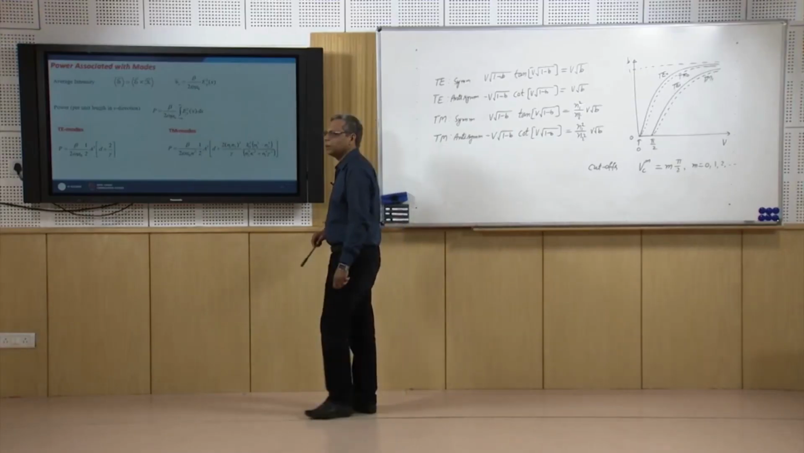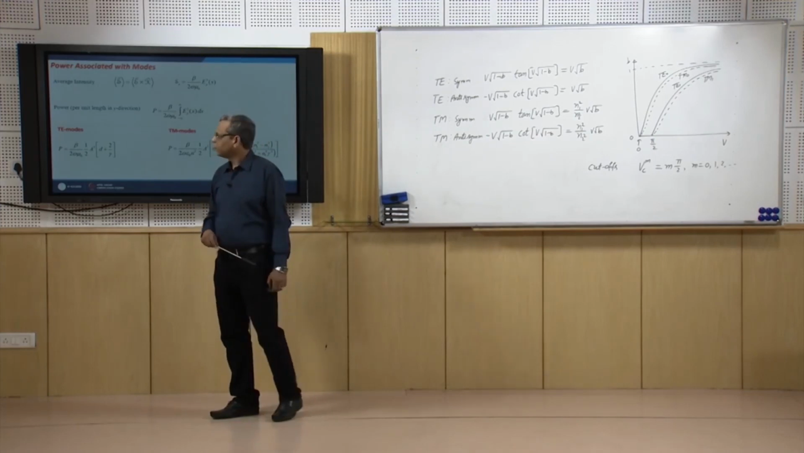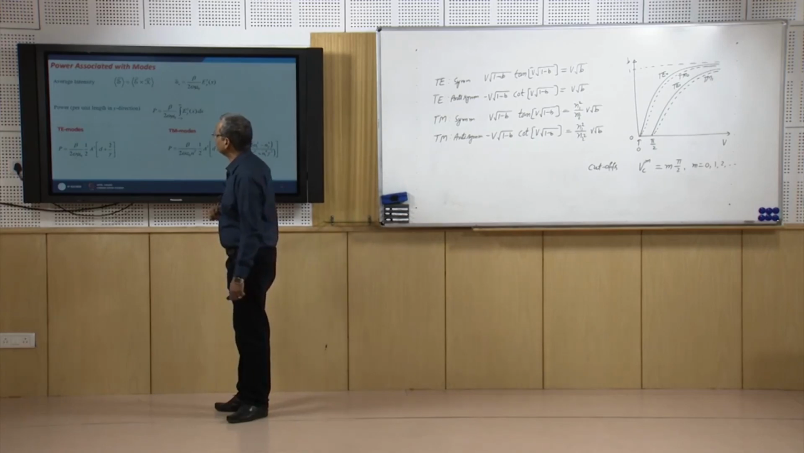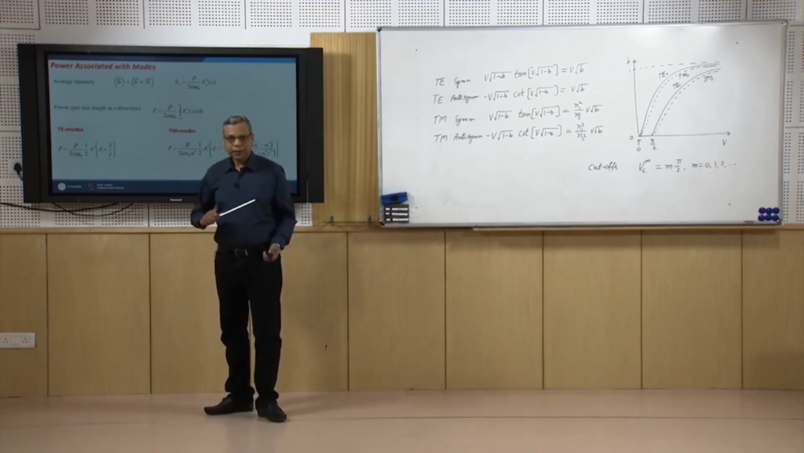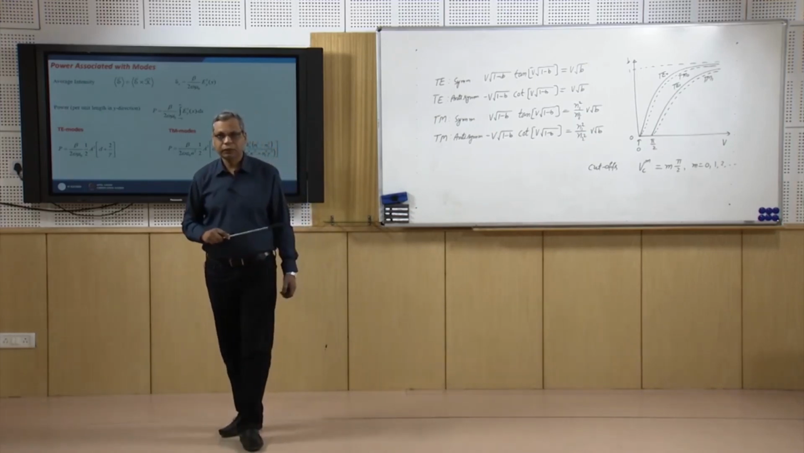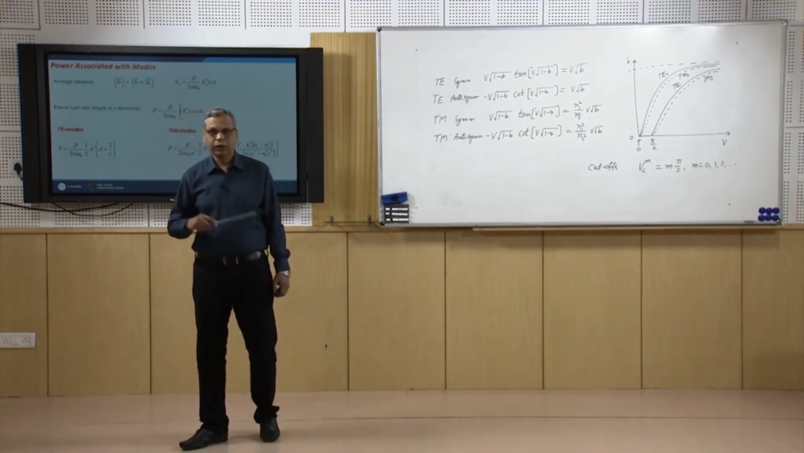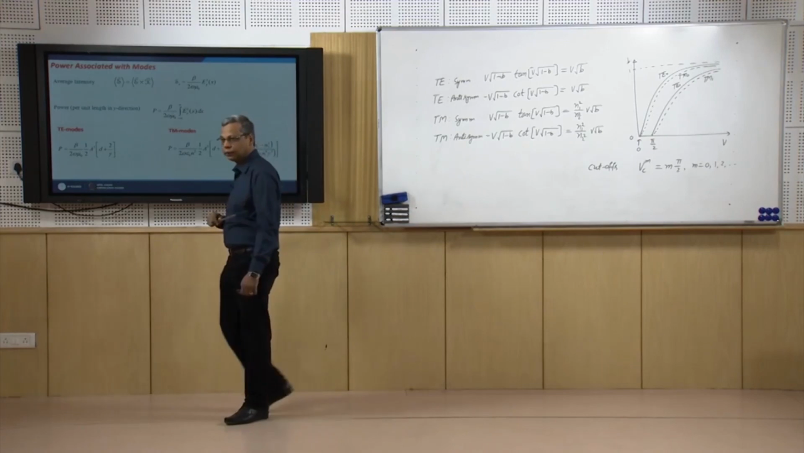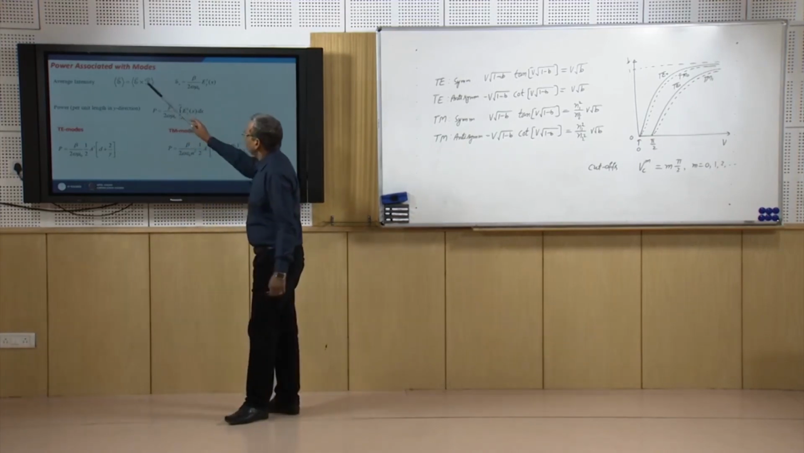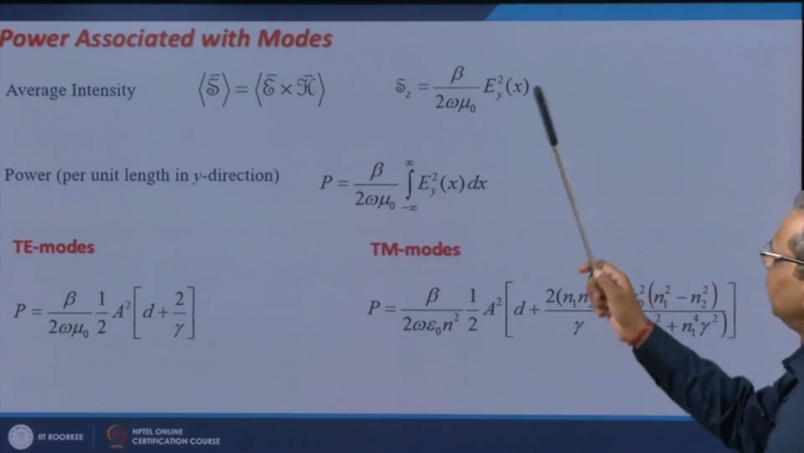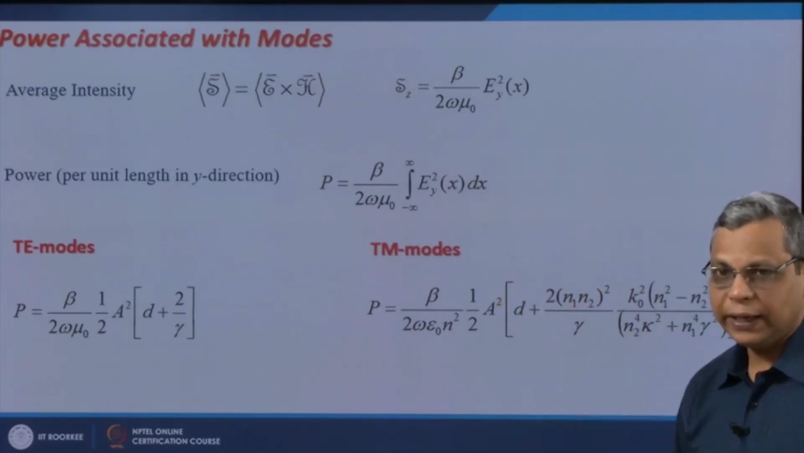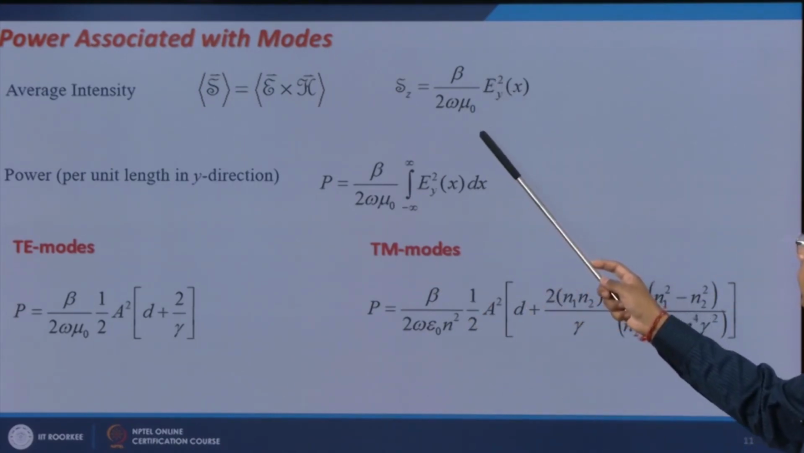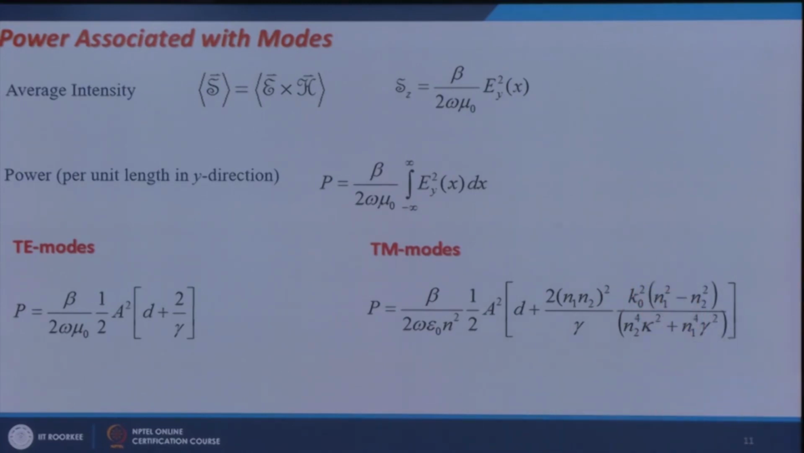Then what is the power associated with the mode? To calculate the power associated with the mode, we found out the Poynting vector, which gives us the intensity. And since the electric and magnetic fields associated with light are fluctuating rapidly, at a frequency of about 10 to the power 14 or 10 to the power 15 hertz, we need to take the time average of these. So, when we do this, then we find that only the z component of S, the Poynting vector, survives, and it is equal to beta over 2 omega mu naught E y square of x. This is for TE modes.